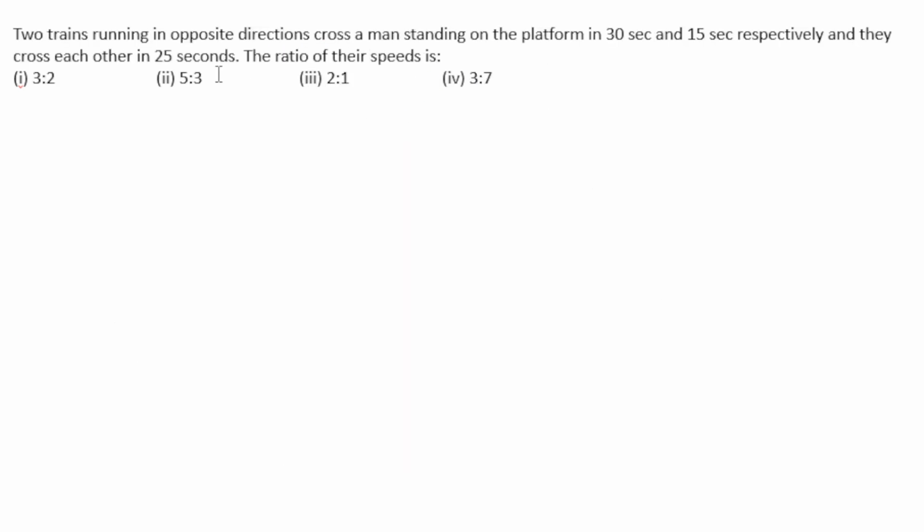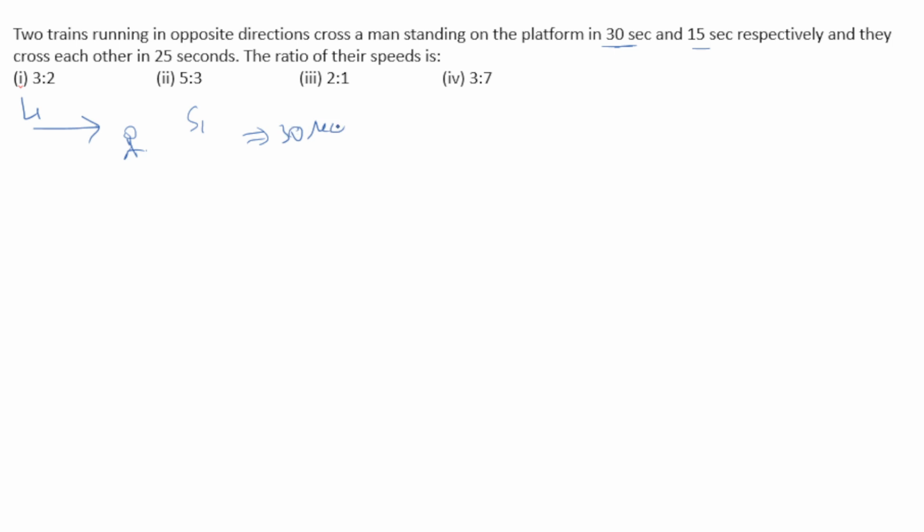Next one. Two trains running in opposite directions cross a man standing on a platform in 30 seconds and 15 seconds respectively. See, one train is moving on this side and there is a man standing on the platform. So the first train of length L1, traveling with a speed S1, crossed the man in 30 seconds. The time taken is 30 seconds.